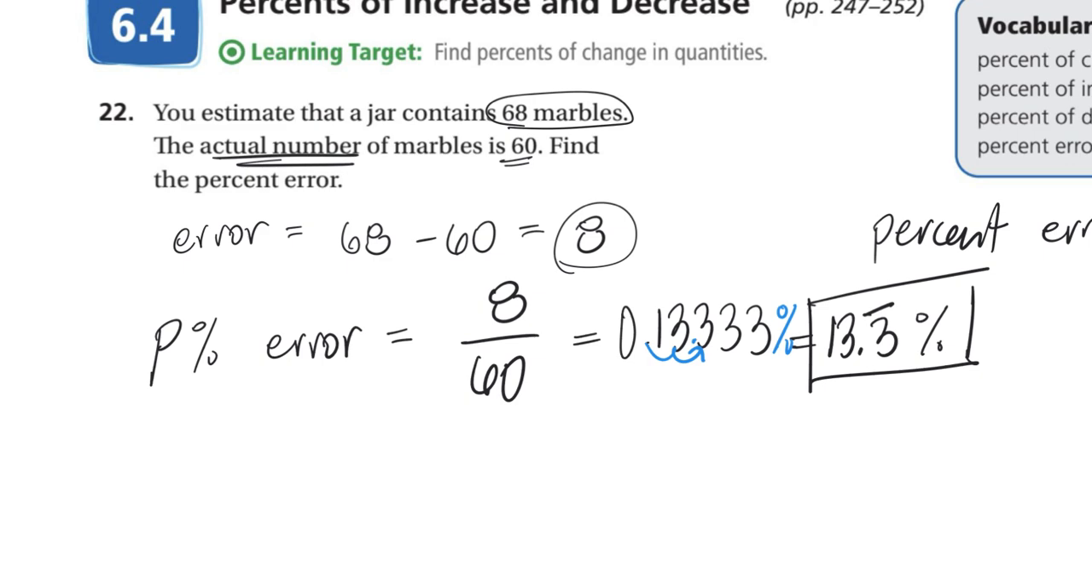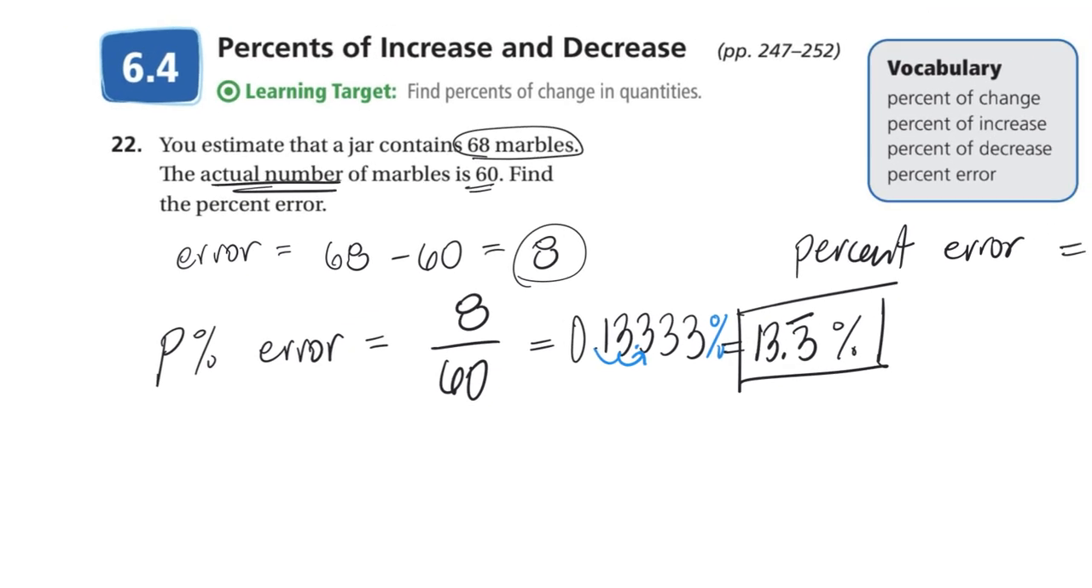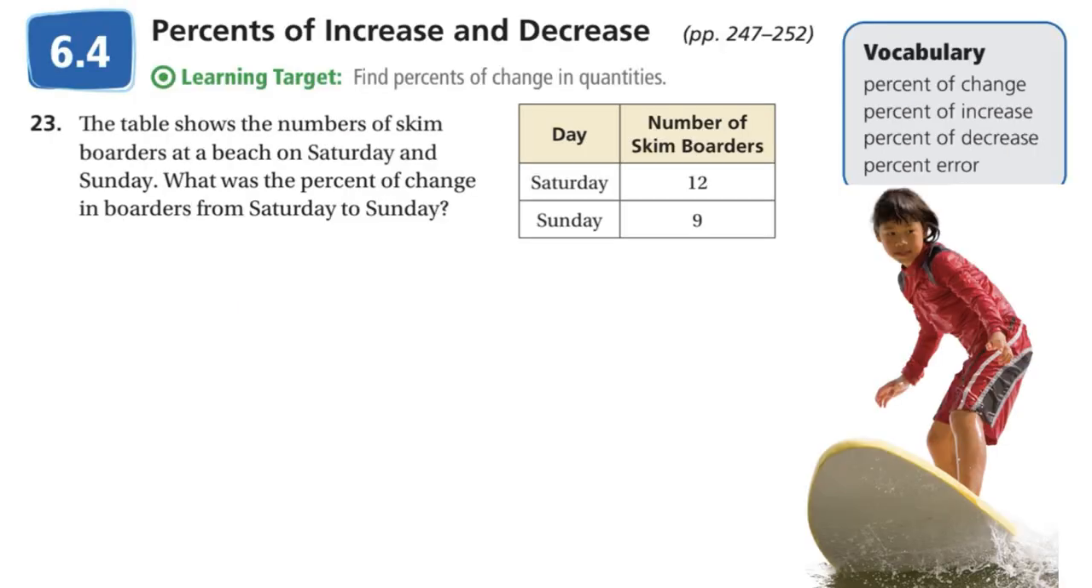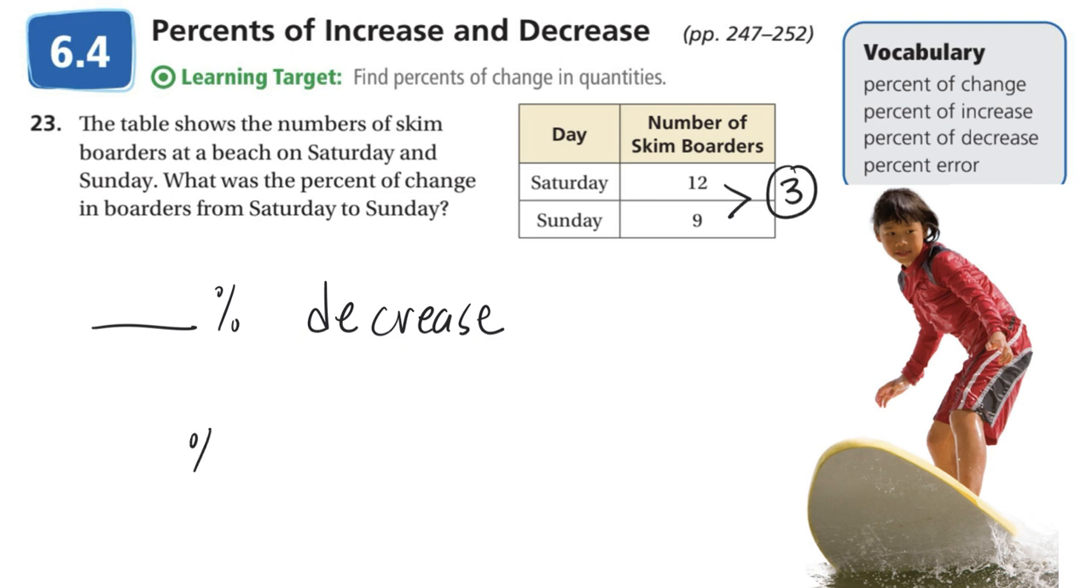Okay, next. All right, so the table shows the number of skimboarders at the beach on Saturday and Sunday. What is the percent of change in boarders from Saturday to Sunday? So first of all, is it a percent increase or decrease? Saturday it was 12, Sunday it was 9, so it went down, so it's a decrease. Okay, so what's the change from 12 to 9? The change is 3.